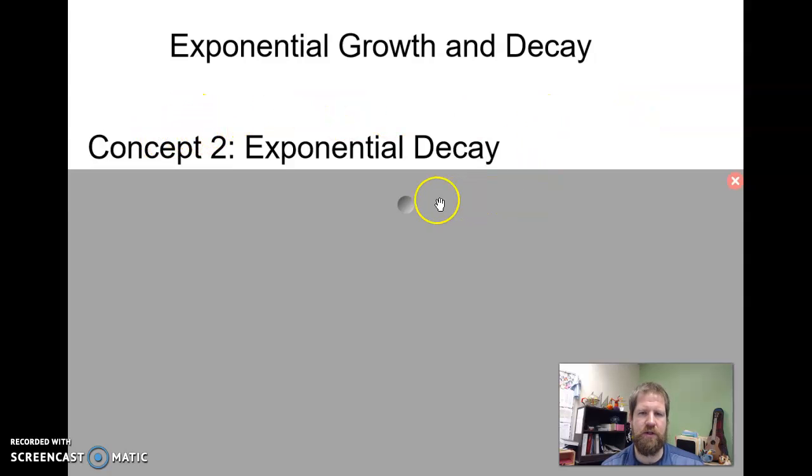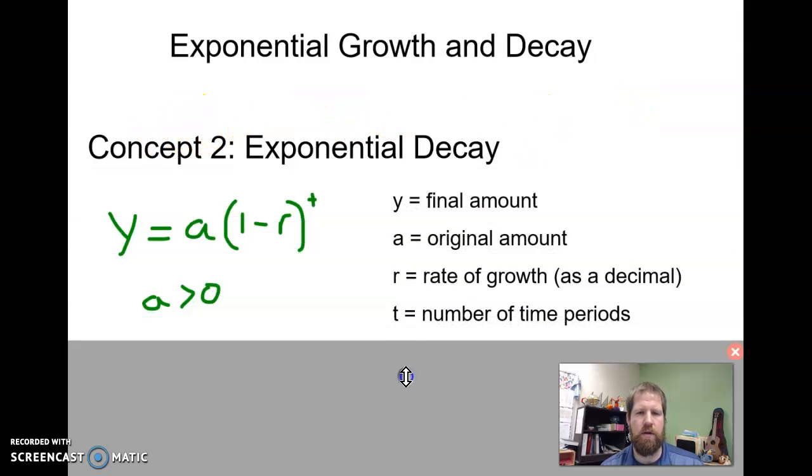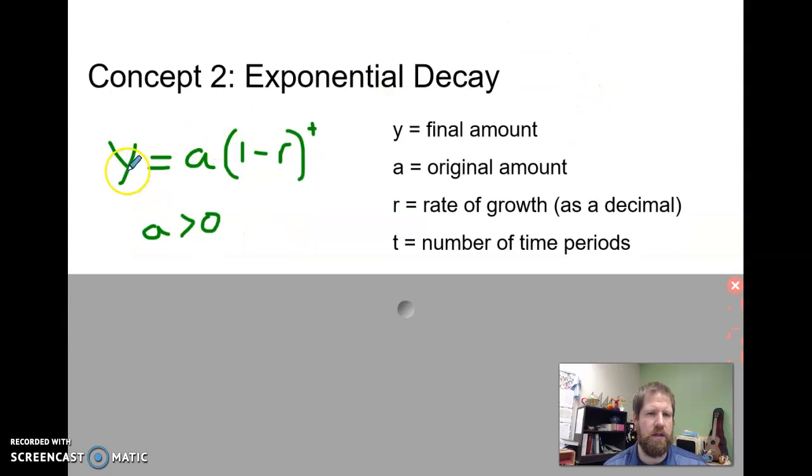Concept 2, exponential decay. This equation is very similar to our exponential growth equation. The only difference is this subtraction instead of addition. So instead of adding our rate of growth to 1, we are subtracting it from 1, which means that our rate overall is going to be less than 1, which is going to have the effect of decreasing our original amount rather than increasing it.